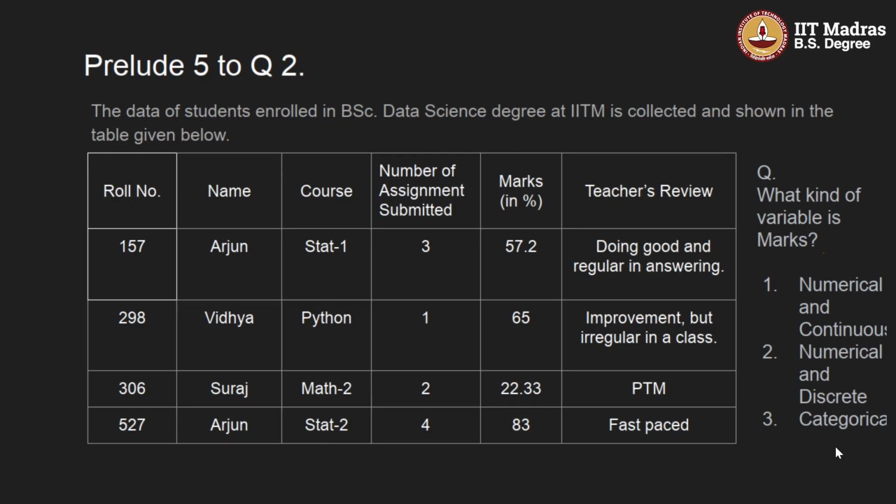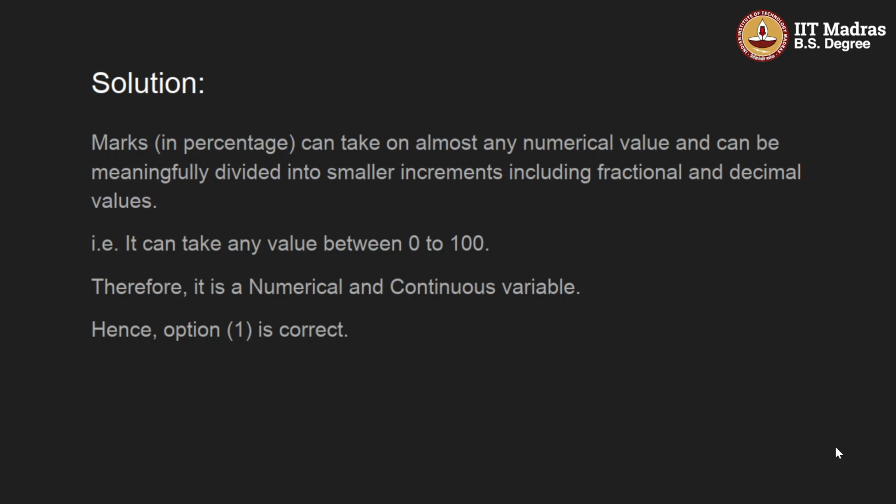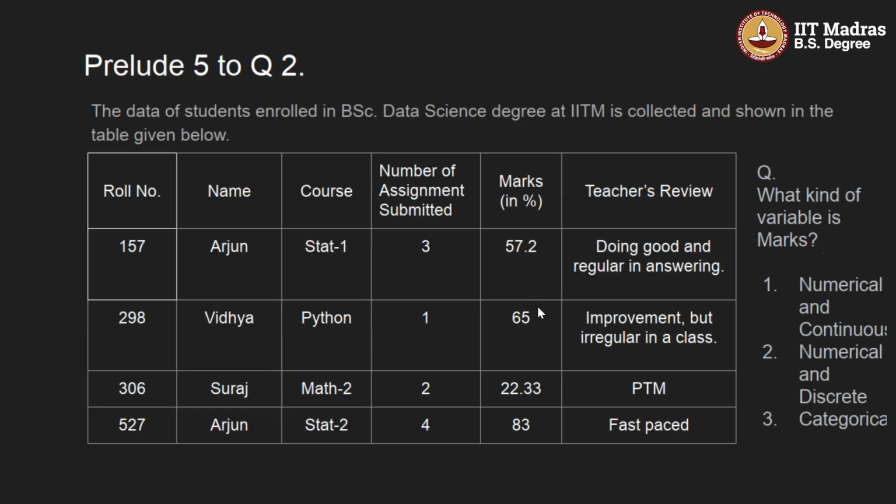Now the next question is, what kind of variable is marks? Options are numerical and continuous, numerical and discrete, or categorical. We know that marks obtained by the students can take any numerical value, so it will be a numerical variable. The percentage marks can take a value between 0 to 100, in the interval 0 to 100. It could be an integer, as well as any decimal or fractional value. So it will be a numerical and continuous variable. So option number 1, numerical and continuous, will be correct.